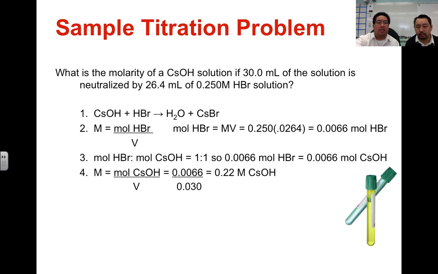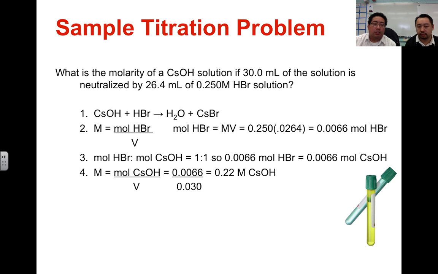Okay. And here's an example. So let's say we had a CsOH solution and we don't know the concentration. And let's say we take 30 milliliters of it, and it takes 26.4 milliliters of a 0.250 molar solution of hydrobromic acid. So in step 1 you can see clearly that the ratio of hydroxide to hydrogen ions, or acid to base, is a 1-to-1 ratio. So we know that however many moles of hydrobromic acid are used, that's how many moles of hydroxide or base are in the solution.